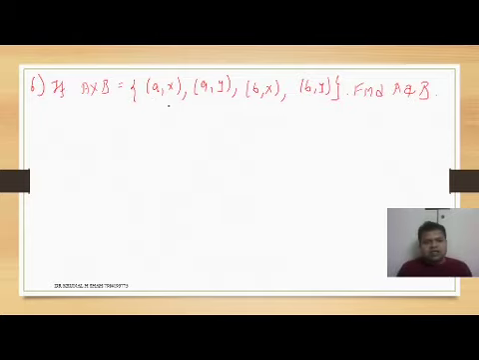Number 6. If A cross B equals (A, X), (A, Y), (B, X), (B, Y), then find separately A and B. Here there is a Cartesian product. A cross B is already given, and what I need to find is A and B only. Is it okay? Sure.